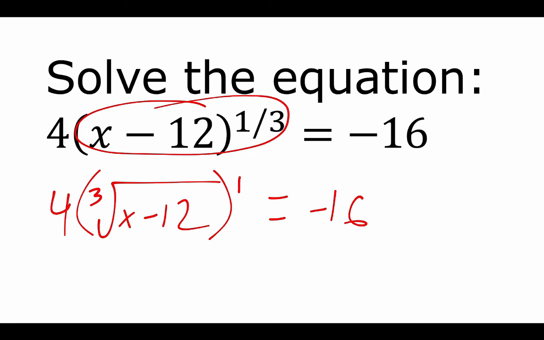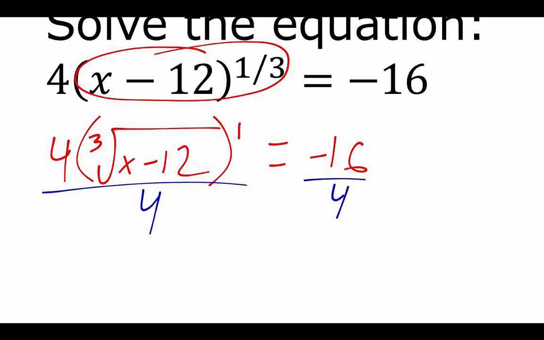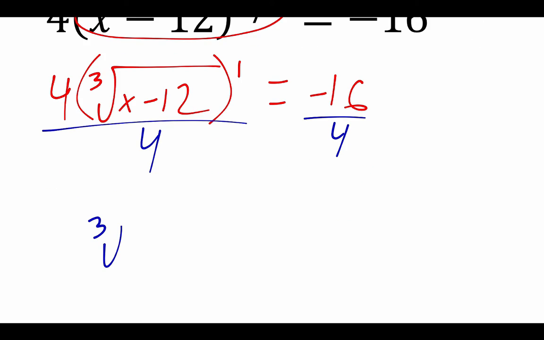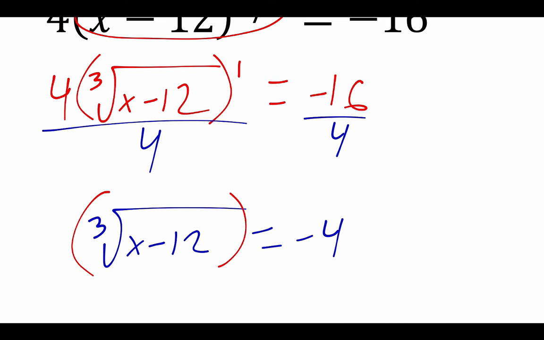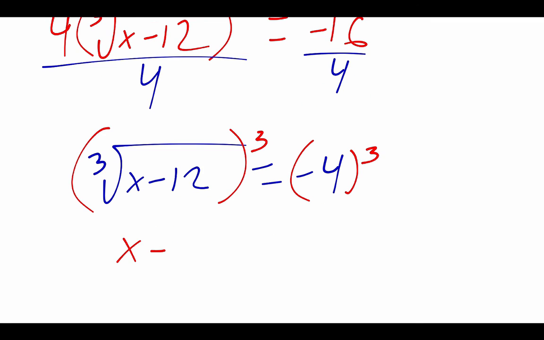My advice would be divide both sides by 4. So that way we have the third root of x minus 12. I'm not going to bother putting to the first power anymore. Equals negative 16 divided by 4 is negative 4. Now to keep solving for x, we got to get rid of that cube root, so we're going to cube both sides. The left side, the cube root and the cube cancel out. We're left with x minus 12.